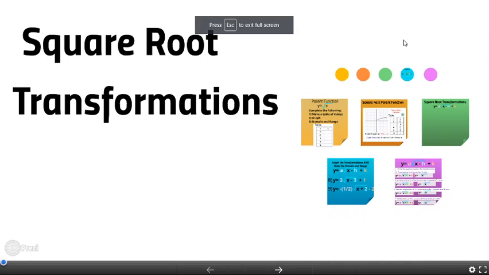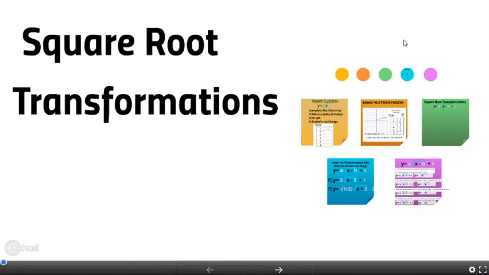Hello everyone! Today we'll be talking about square root transformations. But before we can talk about transformations, we need to go over what the start graph is before your square root function starts moving around. So remember, transformations cause a graph to move away from something called the parent function or the start function. Every single function we deal with will have a different parent function.